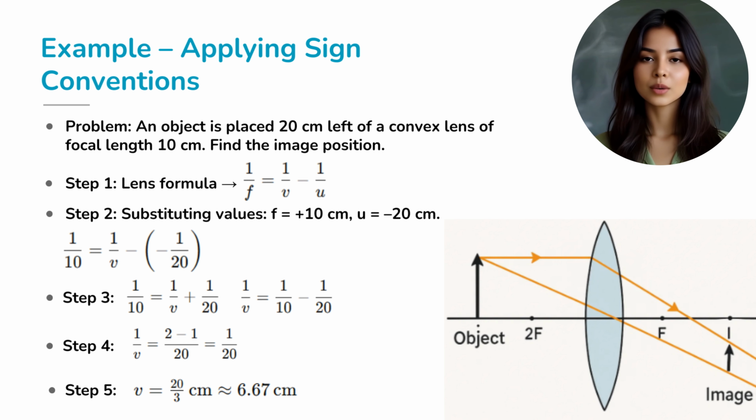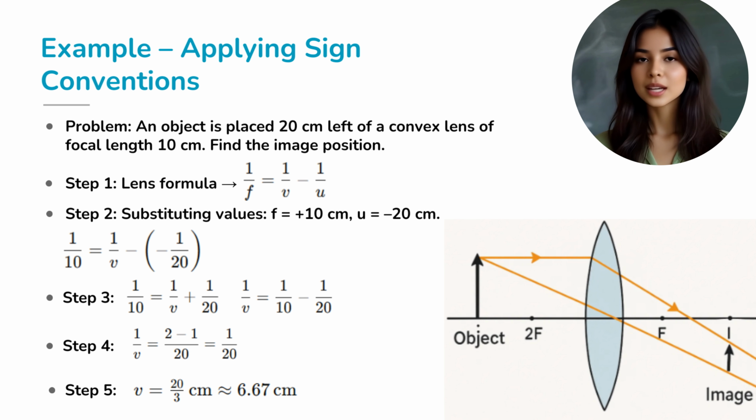Step 4. Now, shift terms around. 1 divided by v equals 1 divided by 10 minus 1 divided by 20. That gives us 1 divided by 20. Step 5. Flip it around, and v equals 20 by 1, which is 20 centimeters. Oh wait, careful with fractions. Actually, it's 20 divided by 3, which comes out to about 6.67 centimeters. So the image forms at a distance of 6.67 centimeters to the right of the lens.